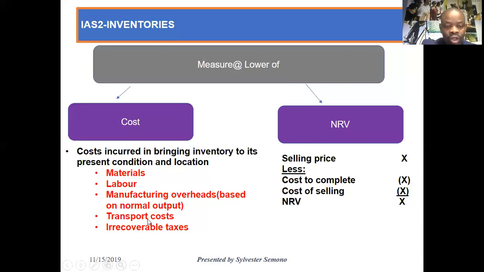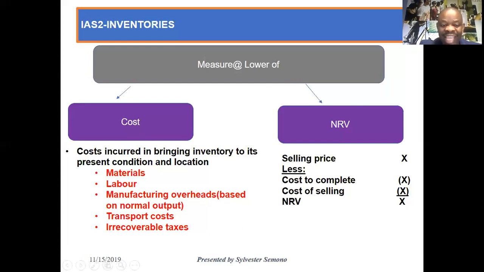All the transport costs which have been incurred in the process of transporting that particular product that we bought need to be incorporated. And sometimes we do pay what we call irrecoverable taxes. It can be the import taxes, it can be any VAT, it can be any tax that has been paid in the process of bringing that particular product. We need to make sure that we incorporate them because they are not claimable. Irrecoverable means you cannot claim this.